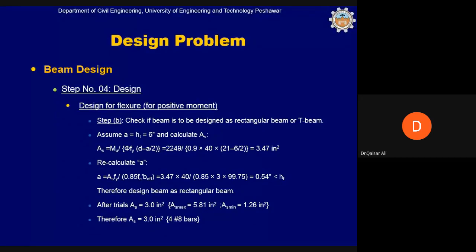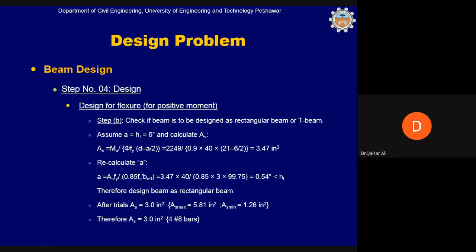Now, in the next step, we have to check whether this beam is to be designed as a rectangular beam or a T beam. We will assume small a equal to the depth of the slab, 6 inch, and then calculate AS. When AS is calculated, MU divided by φ FY (D minus a by 2), where MU is 2249 positive bending moment, AS comes out to be 3.47 square inch.